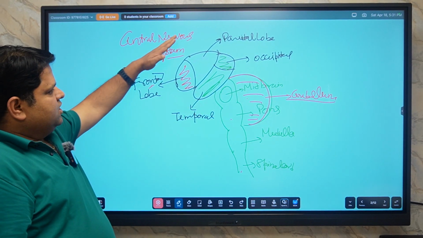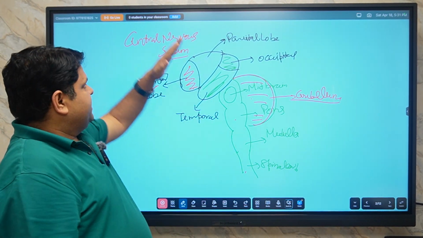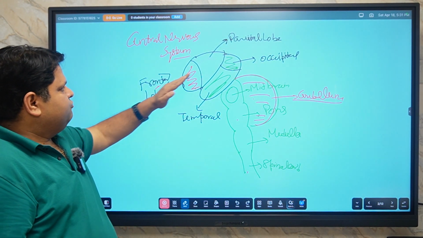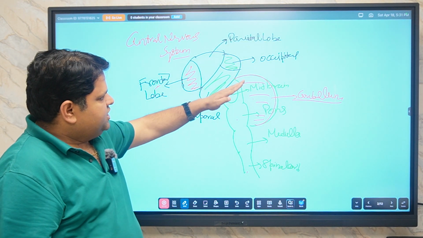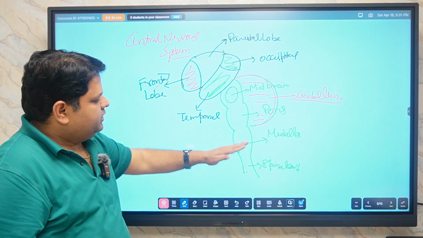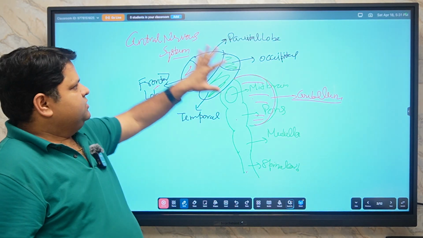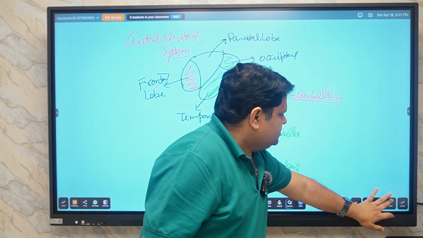As we discussed, we have two types of nervous system, like central nervous system. We have the brain: frontal lobe, parietal lobe, occipital lobe, and the temporal lobe. We have the brainstem: midbrain, pons, and the medulla, then spinal cord, and the cerebellum. This is our central nervous system.